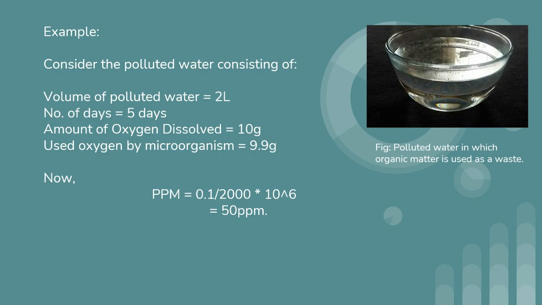So the amount of oxygen consumed by microorganisms is 9.9 gram. So 0.1 gram oxygen is left, and that is divided by total volume of water times 10 to the power 6, which will convert it into ppm, parts per million.